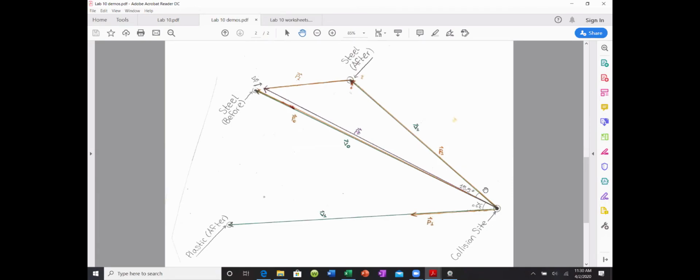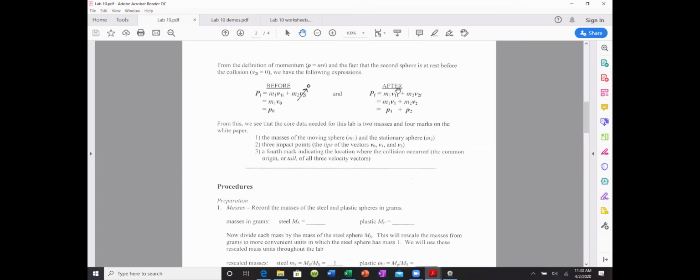Now, what do I have to do with this P2 and this P1? They both represent objects moving post-collision, after the collision. What am I supposed to do with P1 and P2? I'm supposed to do vector addition, P1 plus P2, to get total final momentum, capital PF. How do you do vector addition by hand? How do you do vector addition graphically?